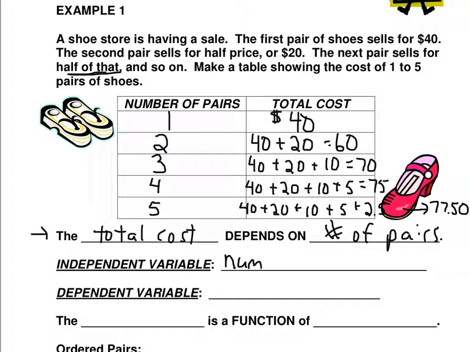So you want to write that down. Number of pairs of shoes. And that's going to be your x variable. So your x variable is going to be there on the left.